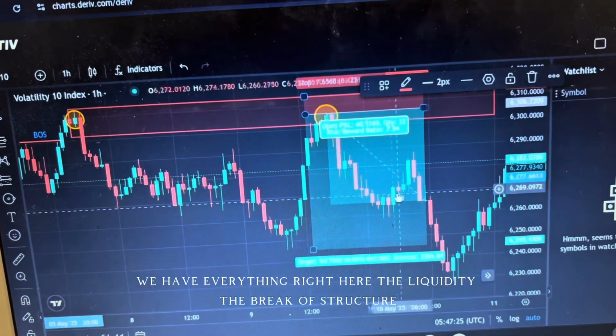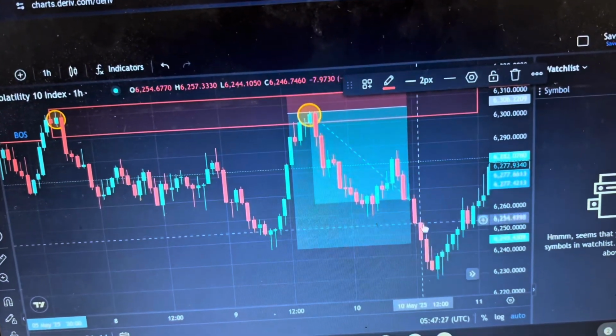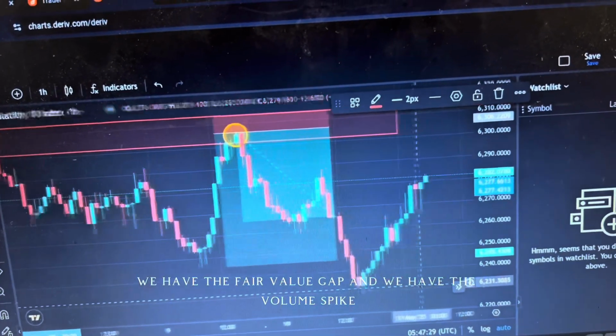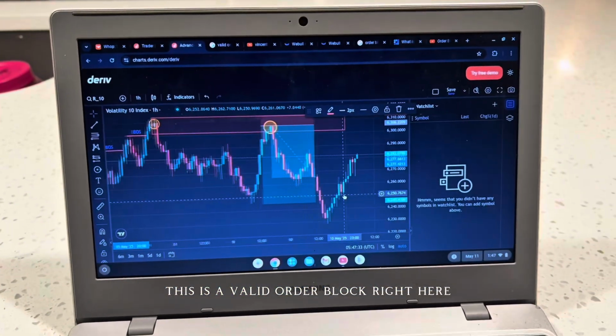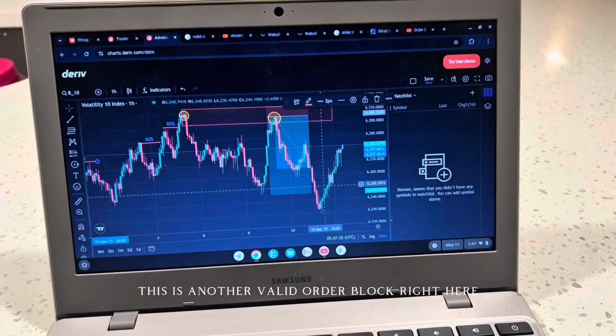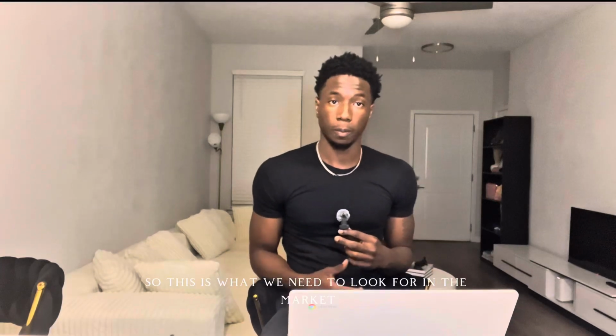And yeah, we have everything right here. The liquidity, the break of structure, we have the imbalance, we have the fair value gap, and we have the volume spike. This is a valid order block right here. This is another valid order block right here. And we have the same thing, guys. So this is what we need to look for in the market, what we need to pay attention to. And this is where most of the money is.